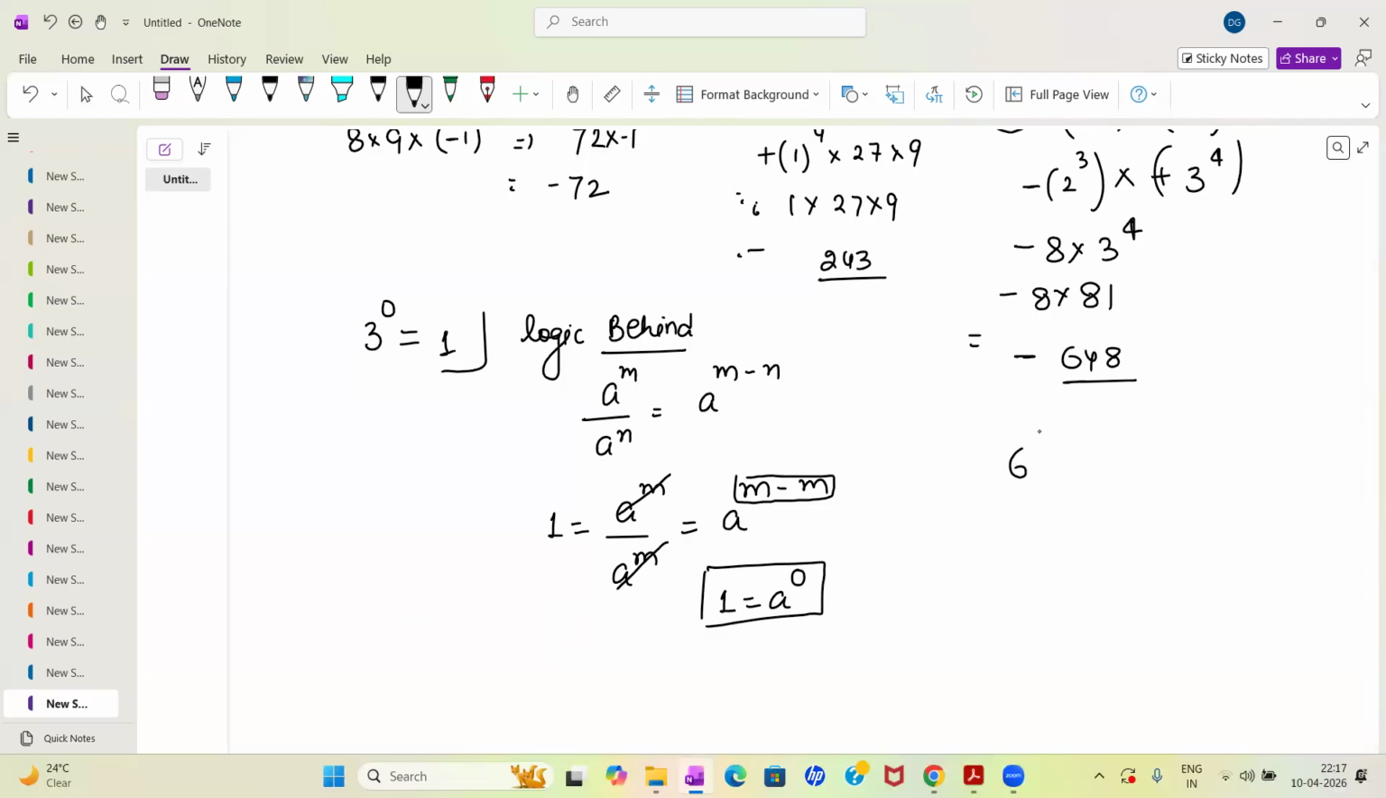Next is 6 to the power minus 1. We know that it can be written like 1 by 6. 4 to the power minus 1 can be written like 1 by 4. 5 to the power minus 3 can be written like 1 upon 5 to the power 3. And 10 to the power minus 3 can be written like 1 upon 10 to the power 3.